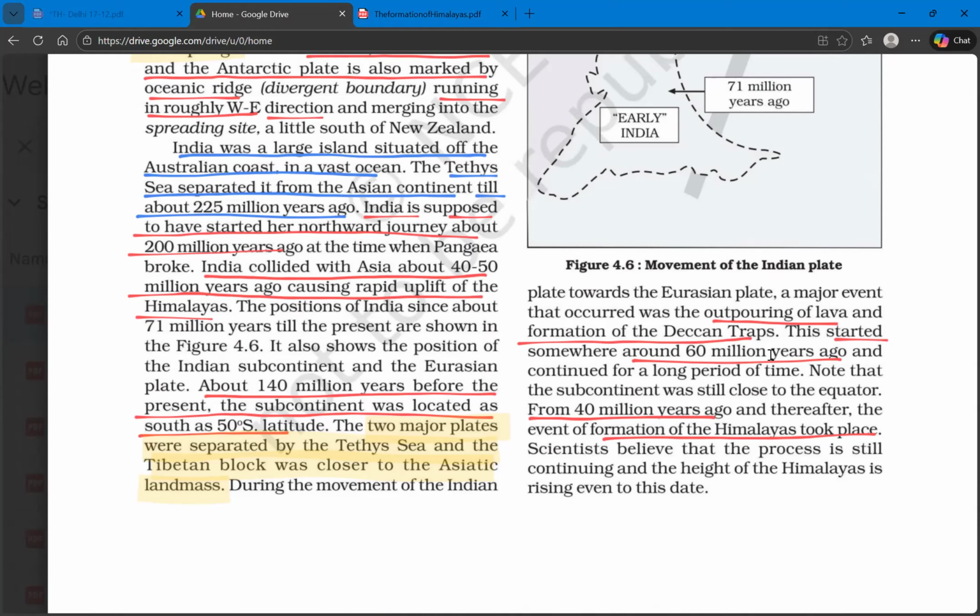So, when did the formation of the Deccan Traps happen? It happened around 60 million years ago and continued for a long period of time. Note that the subcontinent was still close to the equator. From 40 million years ago and thereafter, the formation of the Himalayas took place.